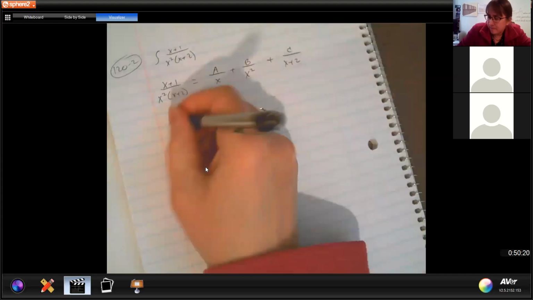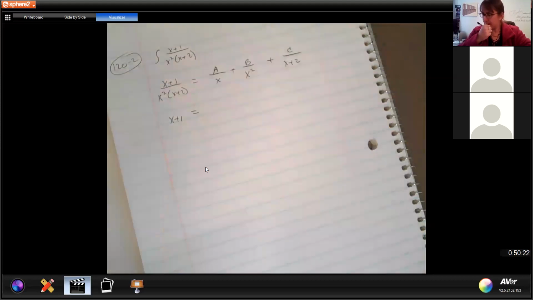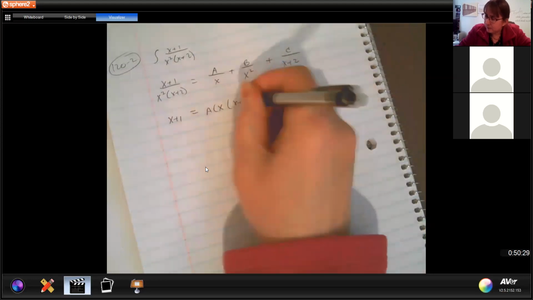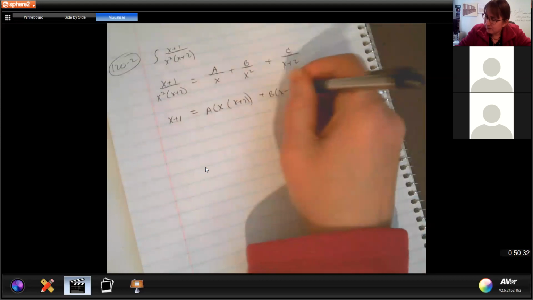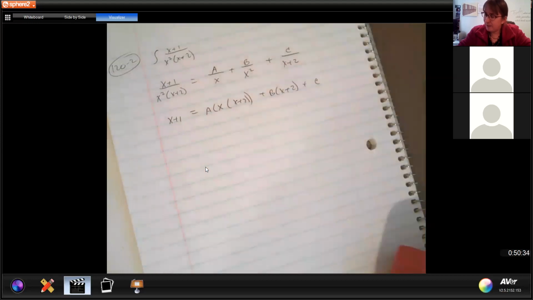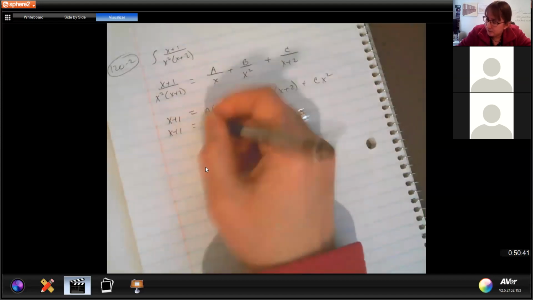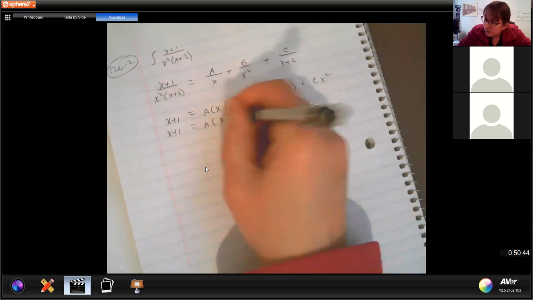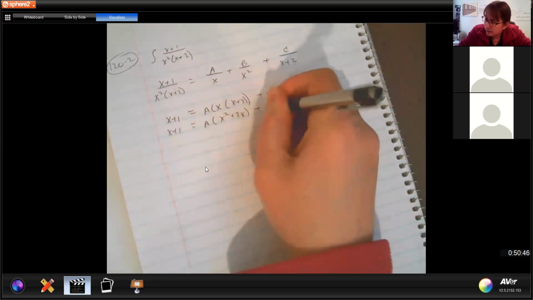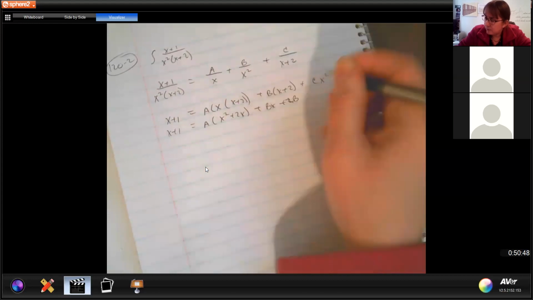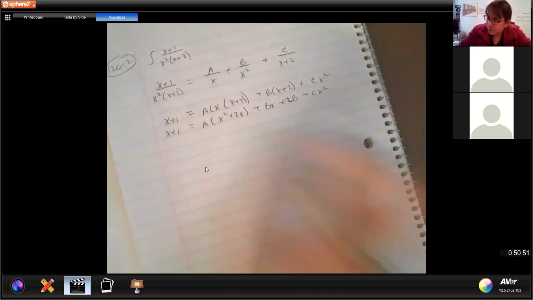And then we're going to get our common denominator. So our numerators will equal: a needs to be multiplied by an x and an x plus 2. B needs to be multiplied by x plus 2. And c needs to be multiplied by just x squared. Simplify. Distribute. x squared plus 2x plus cx plus 2b plus cx squared.